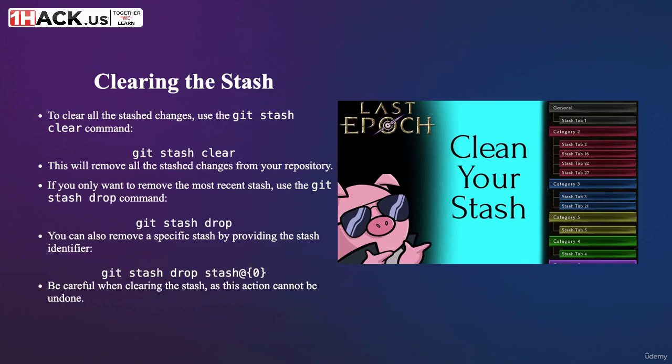If you want to remove a specific stash, you can provide the stash identifier, such as stash@{0}, to the git stash drop command. It's important to note that clearing the stash is an irreversible action, so be careful when using these commands. Make sure you've applied or saved any changes you want to keep before clearing the stash. Clearing the stash can be useful when you've finished working on a task and no longer need the stash changes, or when you want to start fresh with a clean stash.